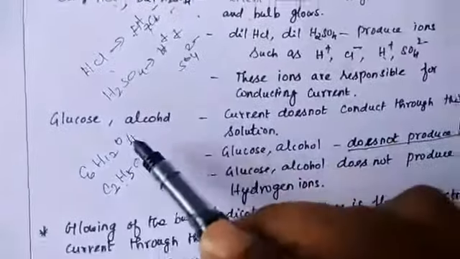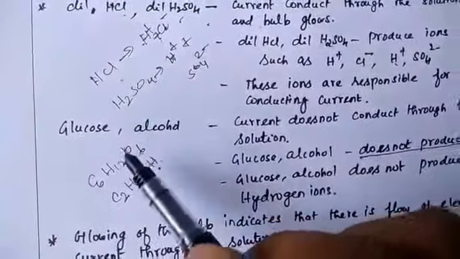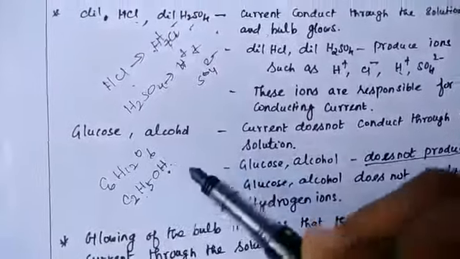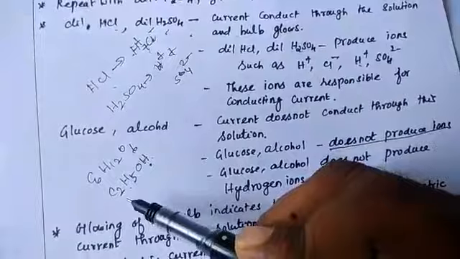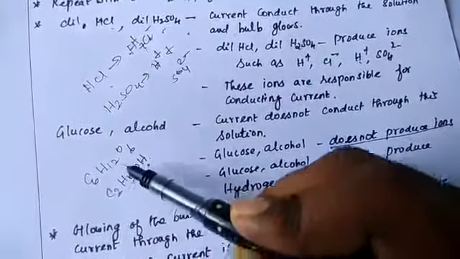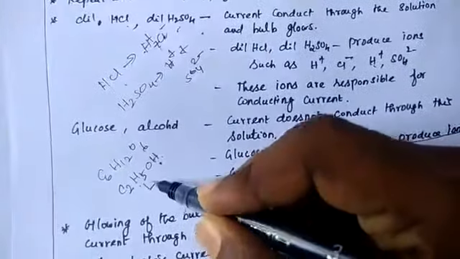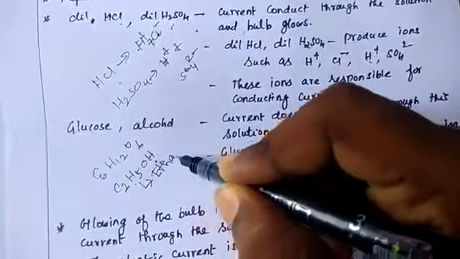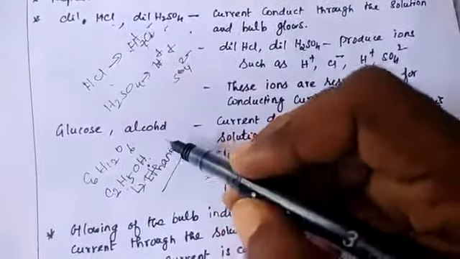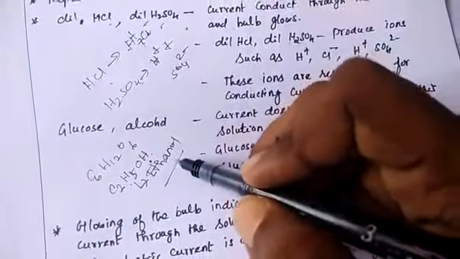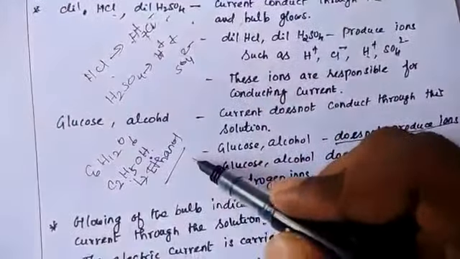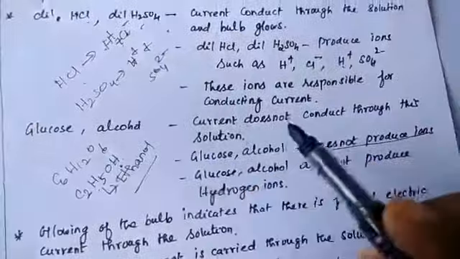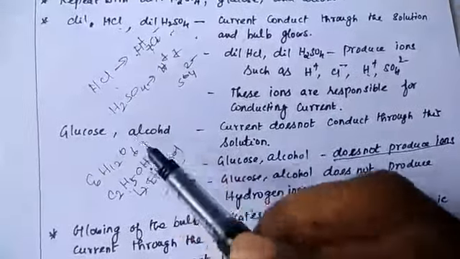Now another activity, the same activity with other solutions, glucose and alcohol. Glucose has the formula C6H12O6, and alcohol is C2H5OH. This alcohol is known as ethanol. This alcohol is used in sanitation, and during COVID-19 it was used for hand washing.